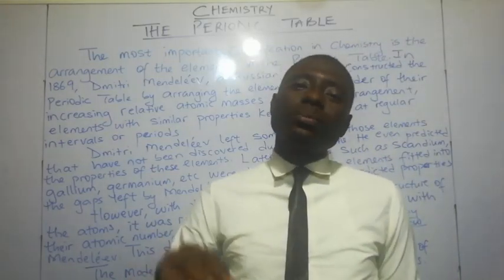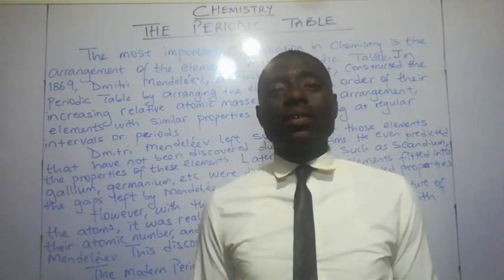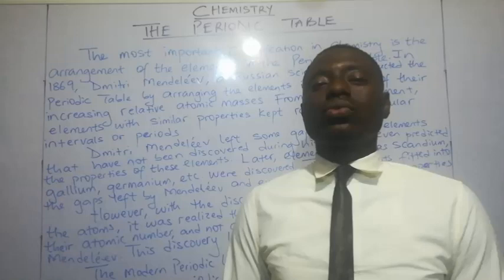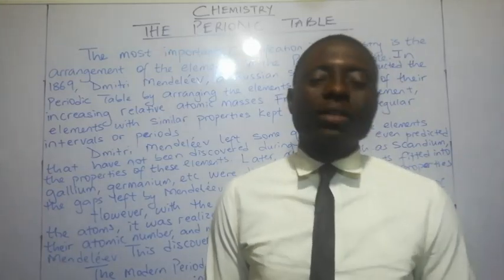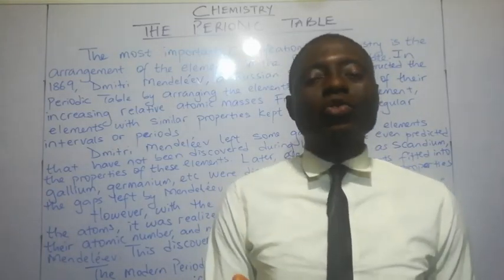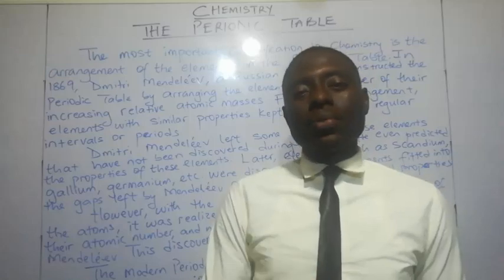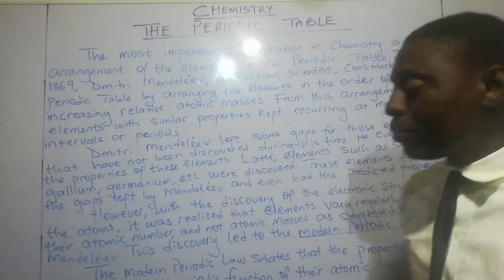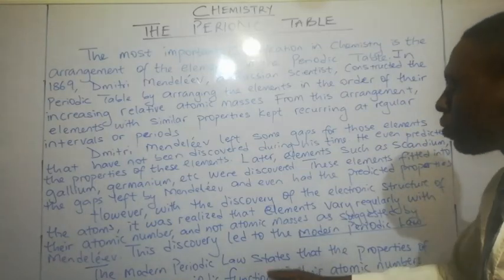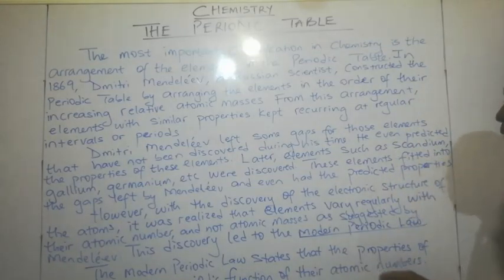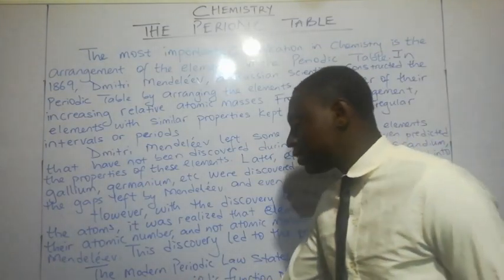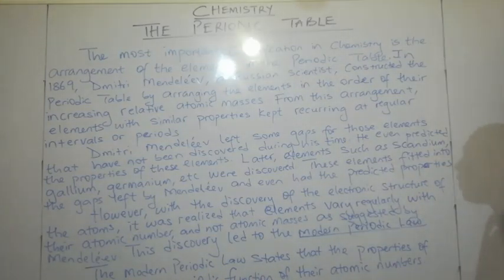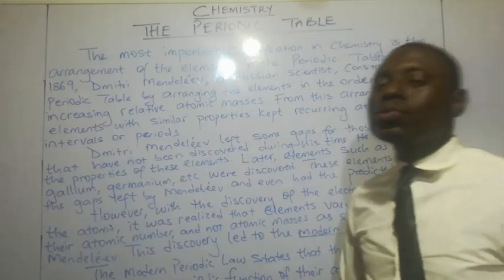So the elements on the periodic table, yes, they vary. Yes, they are properly arranged, but they are arranged according to their atomic number. This discovery led to what we call the modern periodic law. And what is the modern periodic law? The modern periodic law states that the properties of the elements are a periodic function of their atomic numbers. That is the modern periodic law.